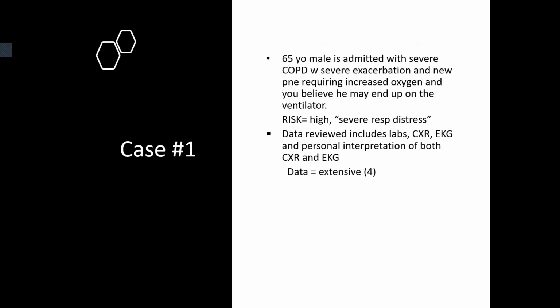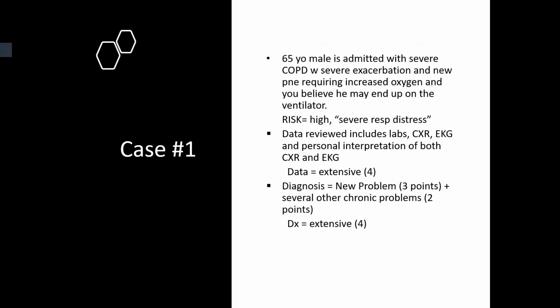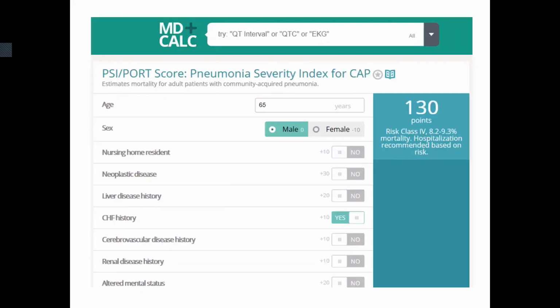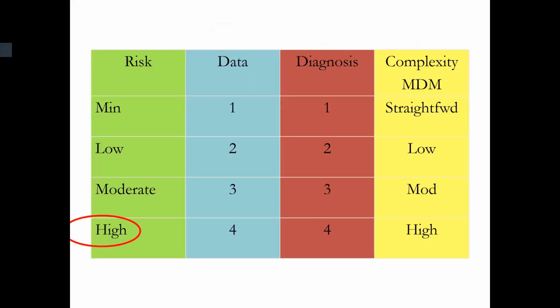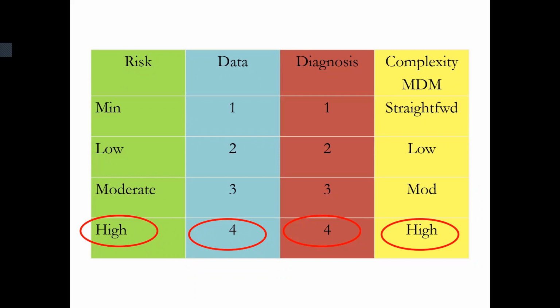So we've got severe respiratory distress. You've looked at a number of data. You've got chest x-ray, EKG, labs, and then you've got a new diagnosis, which is the pneumonia with several other existing poorly controlled issues. You pull out your MD calc, you do a PORT score on him, and this hospitalization alone, he has an 8 to 9% chance of mortality. So what do we have in terms of risk? He's got a high risk based on MD calc. You've had a lot of data to look at. You've got enough diagnosis for a 4, lowest of the 2 highest. It's level 5, high medical decision making.